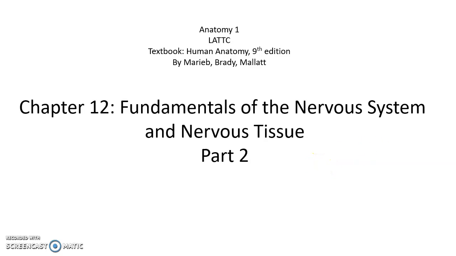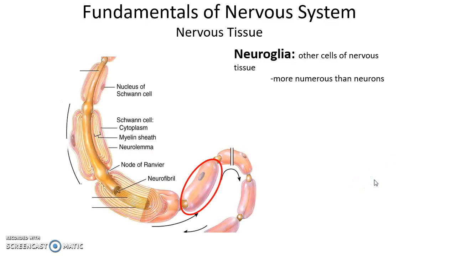All right, fundamentals of nervous system and nervous tissue, part 2. So moving on to neuroglia. Neuroglia are the other cells found in the nervous tissue.